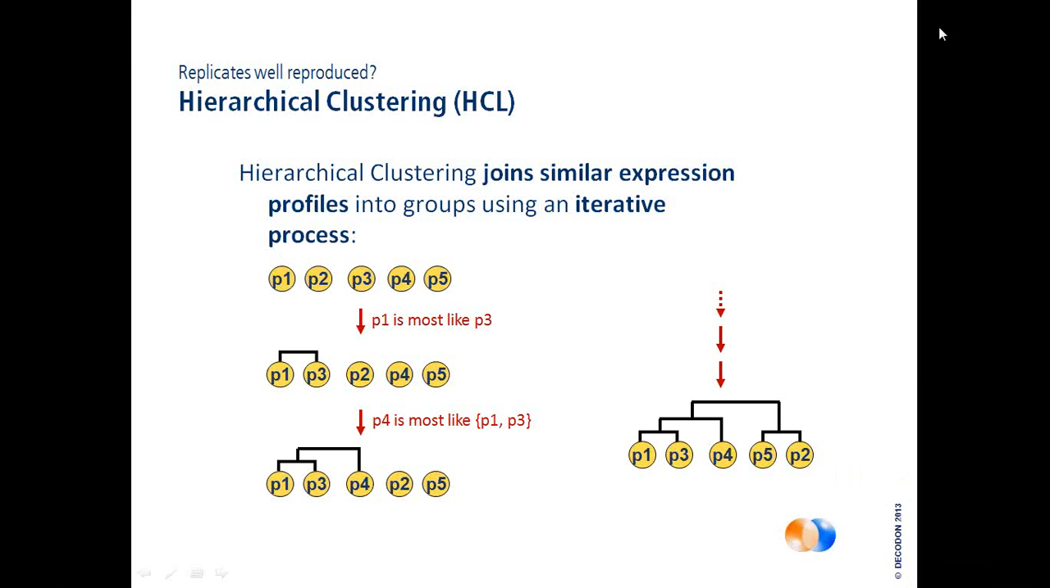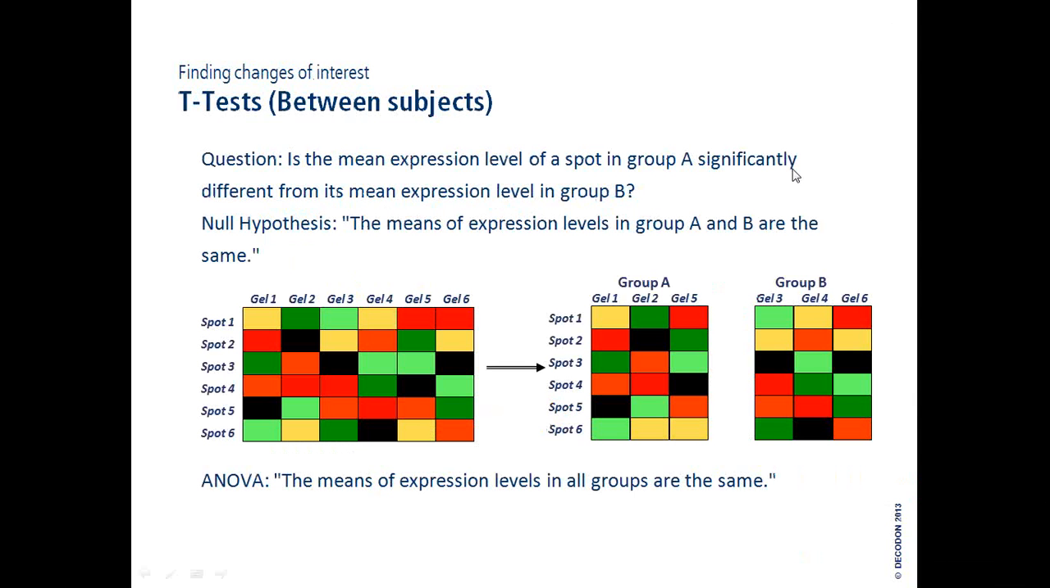Coming back to my presentation, based on good images, when we know the images are fine and there is no problem or outlier image, then we want to find changes of interest, and a very common test for this is the t-test. And the question is: is there a difference in expression levels between a group A and a group B? The null hypothesis is that the means of the two groups are the same.